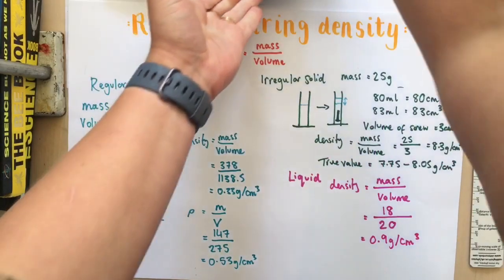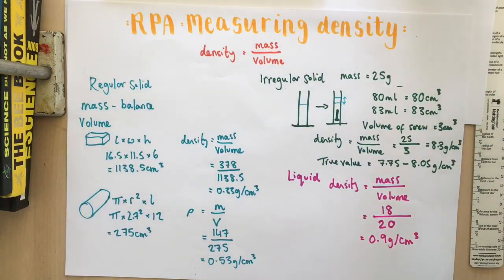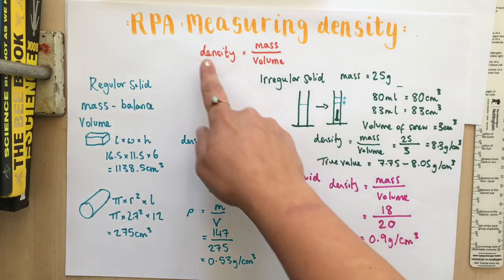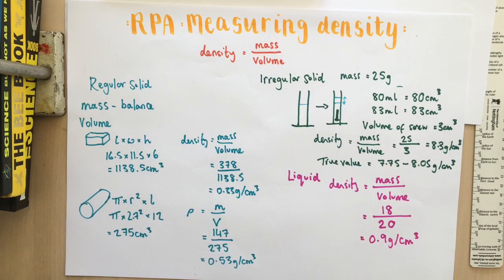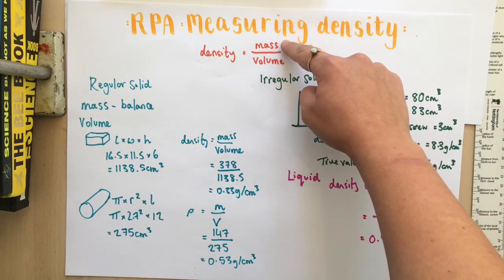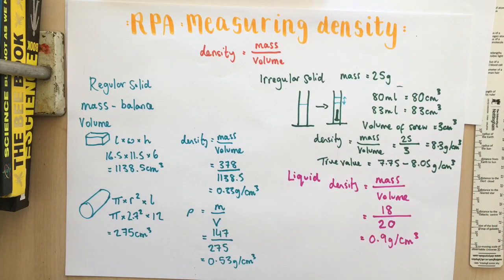So have a go at the water and let me know how you get on with that, and compare it to the true value that you'll be able to find online. You need to know these 3 different ways of measuring density, and the method of how to do them. If you're ever asked about this, always start off by thinking about the equation. Density is equal to mass divided by volume. And then go back to, how are you going to measure mass? How are you going to measure volume? And how are you going to make sure that your measurements are as close to the true value as possible?